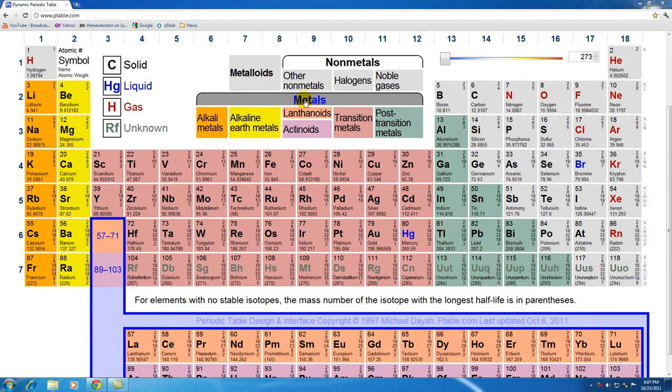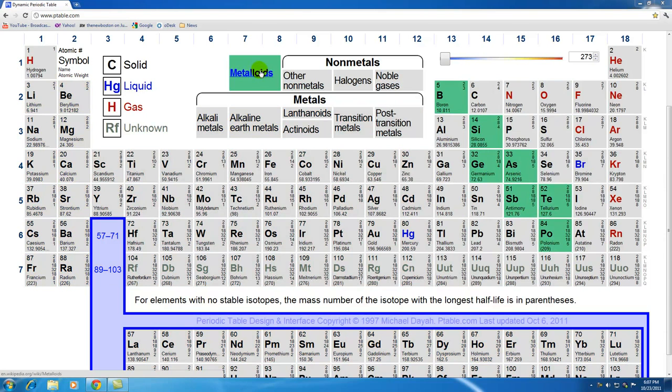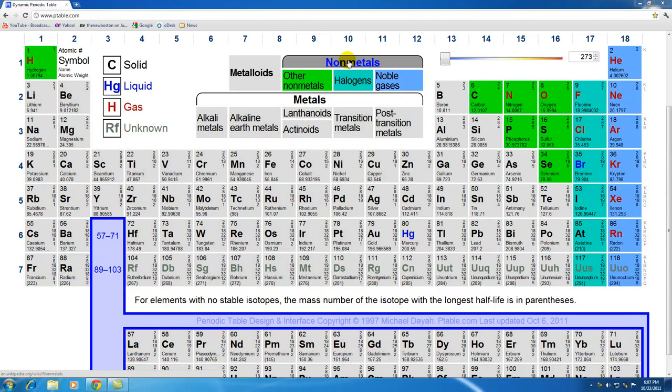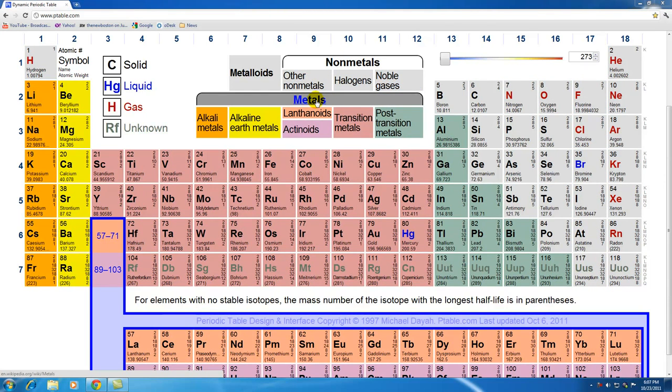So let's go ahead, and if we highlight metals, this is why I love this periodic table. Again, ptable.com. Depending on what you highlight, different groups get color coded. If we select the metals, they all show color and everything else is grayed out. If we select non-metals, everything else gets grayed out. That's why I love this periodic table, because it makes my tutorial making like 100 times easier. So go ahead and hover over metals, and all the metals are going to be colored and all the other stuff in the top right is going to be grayed out.